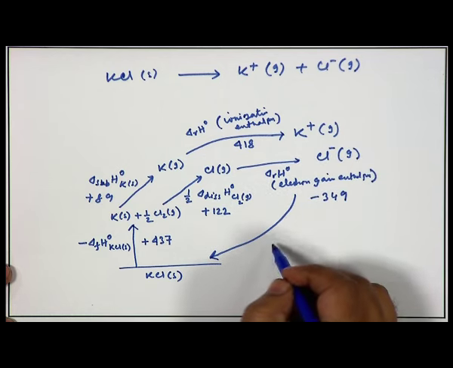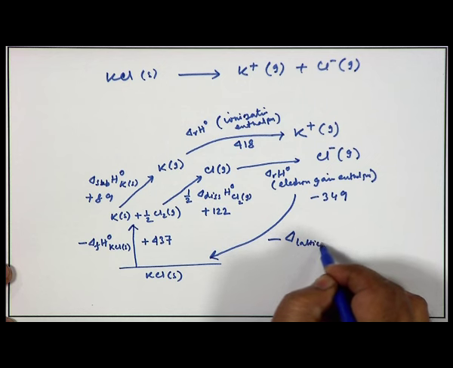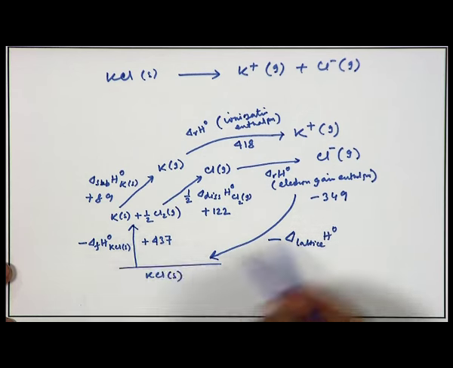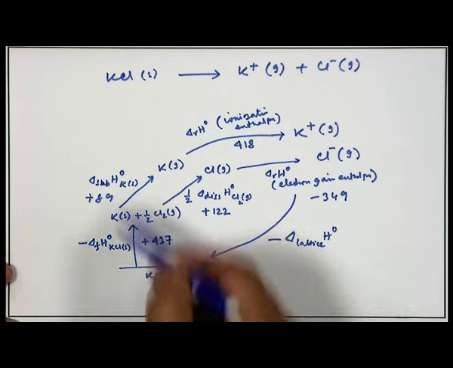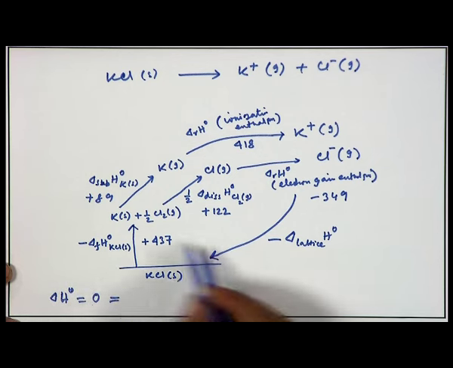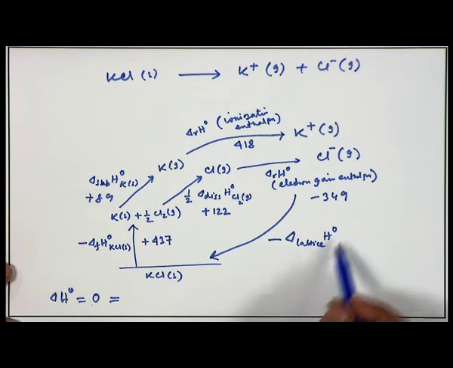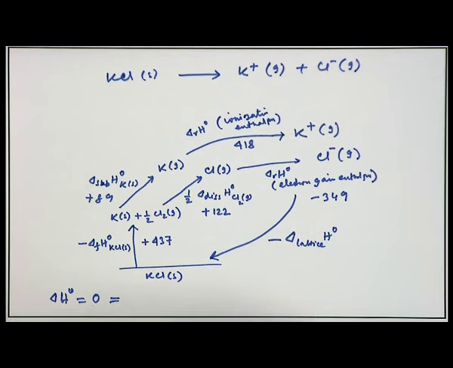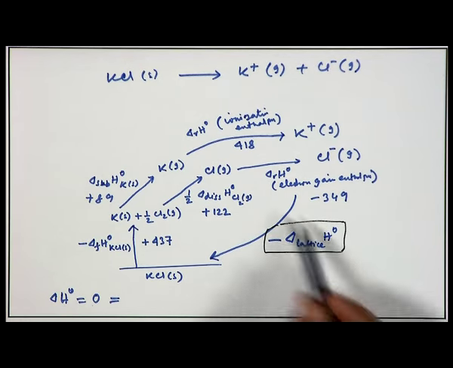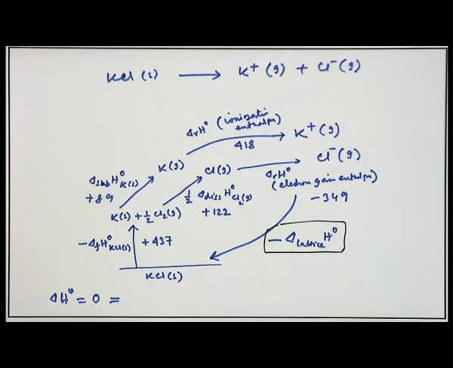So, the reverse of this reaction gives minus the lattice enthalpy of KCl. This is a cyclic process, so the total delta H for this cyclic process should be 0. Now, we can add all these values to get the value for this unknown. This is known as the Born-Haber cycle, and with this we can get the value for this.